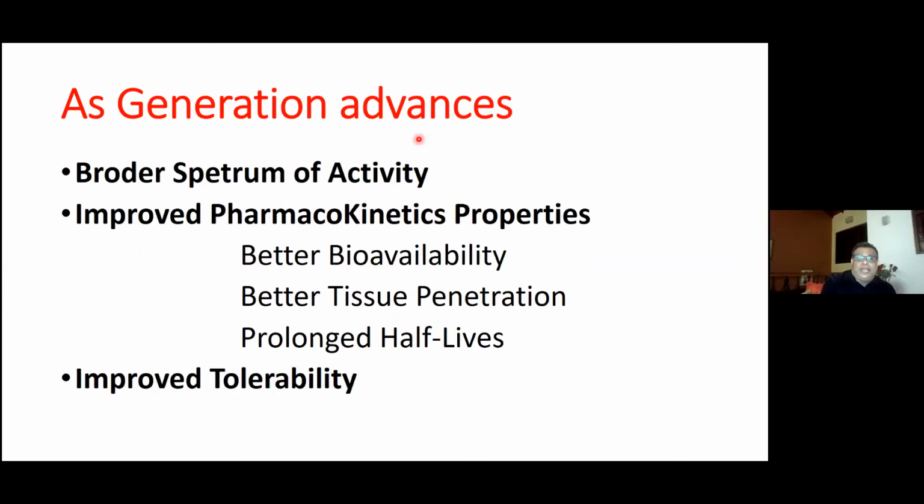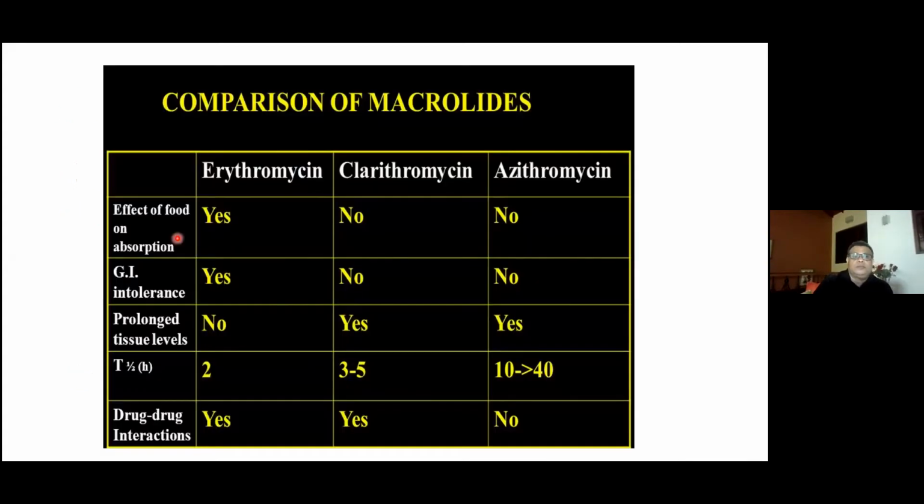As generation advances, the spectrum becomes broader and broader, and you get improved pharmacokinetic properties like better bioavailability and better tissue penetration, and they have prolonged half-life, and they are well tolerated by the GI tract as generation advances. These are the three commonly used macrolides in our practice: erythromycin, clarithromycin, azithromycin. So you can see the effect of food on absorption.